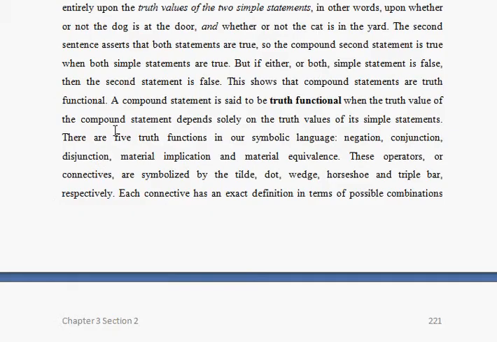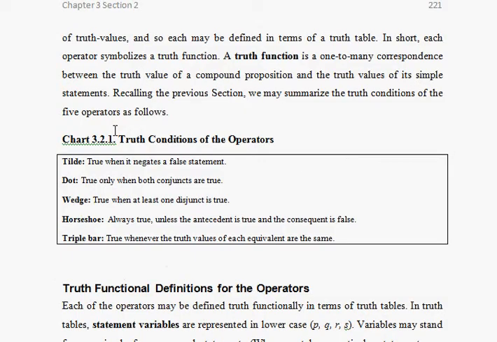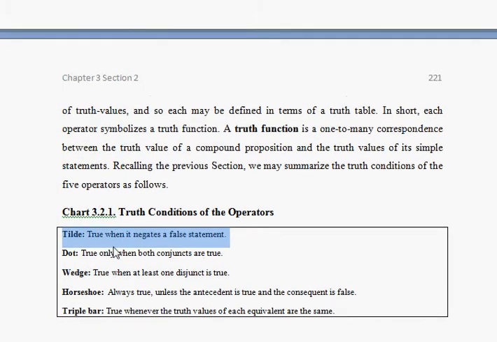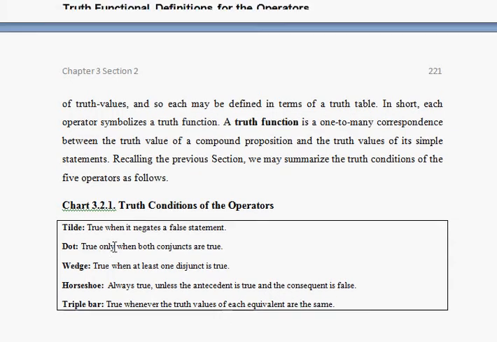Basically, if you turn to page 221 in your textbook, there's this chart 3.21. Tilde negates a statement: it's going to be true if the statement is false. Dot will be true only if both conjuncts are true. Wedge will be true when at least one of the disjuncts is true. Horseshoe is always true unless the antecedent is true and the consequent is false. And triple bar is true whenever the truth values of both parts are the same. This is a good chart to keep in mind, and it sets the basic rules for how that truth function works.